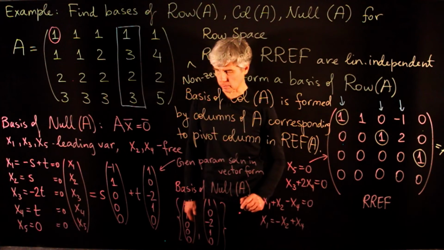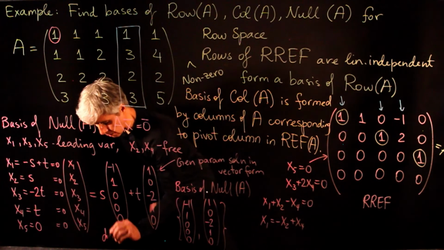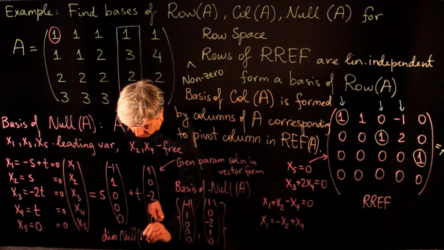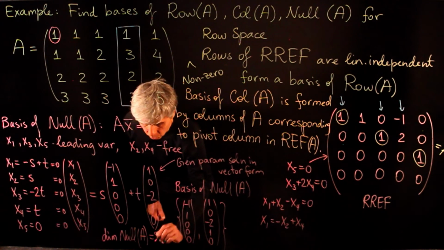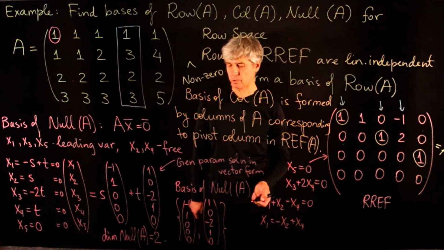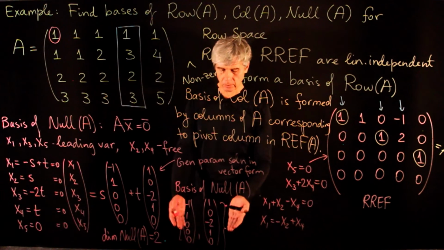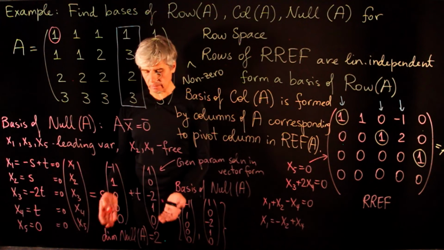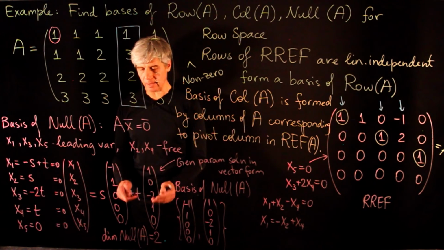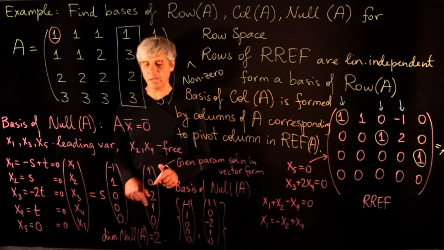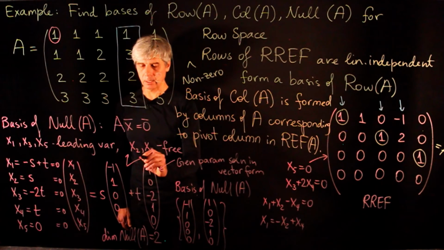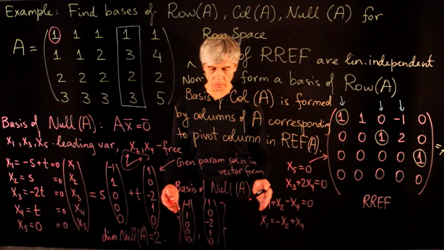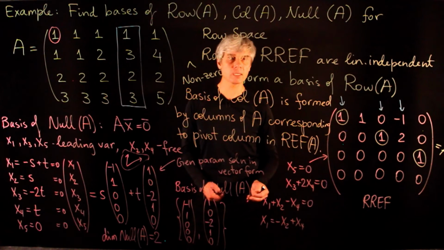And so what we get is that the dimension of the null space of A is equal to 2. So the null space of A is two-dimensional because we have two vectors in a basis. And geometrically, this null space will be a plane. So we have these two directing vectors, right? And these two vectors will span a plane. So this is the description of the null space.